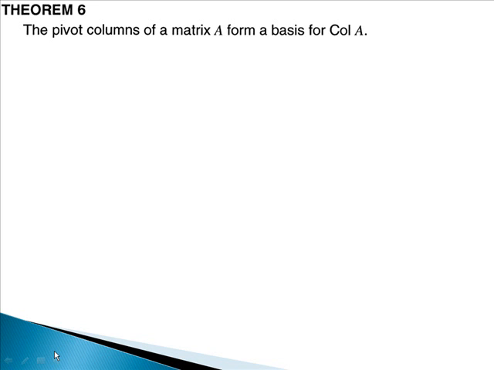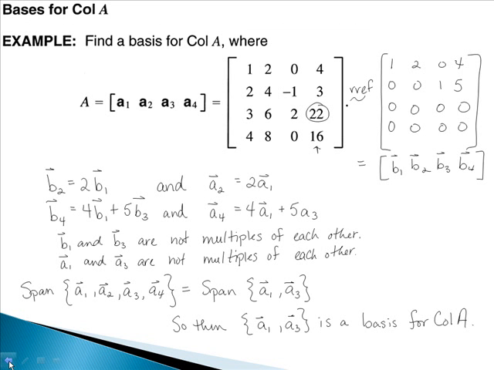Theorem 6. The pivot columns of a matrix A form a basis for the column space of A. So if we look back at the previous example, we see that the pivot columns were columns 1 and 3. So those columns of our original matrix, A1 and A3, are a basis for the column space of A. And doing all the work we did previously, we proved that that was true.